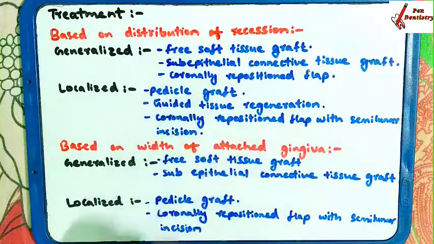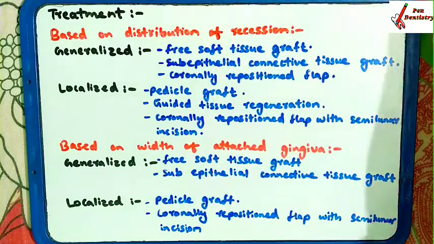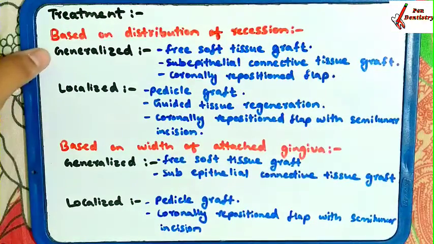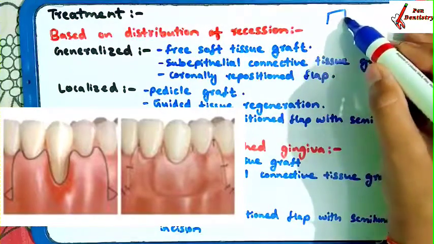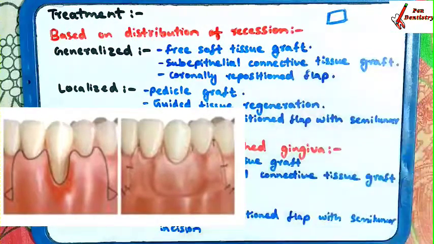First one is based on the distribution of the recession, how much the recession is distributed. The first one is generalized. When the patient has generalized gingival recession, the first option is a free soft tissue graft. It is a graft we take from the oral mucosa and attach at the site, by measuring the area of this free soft tissue graft.